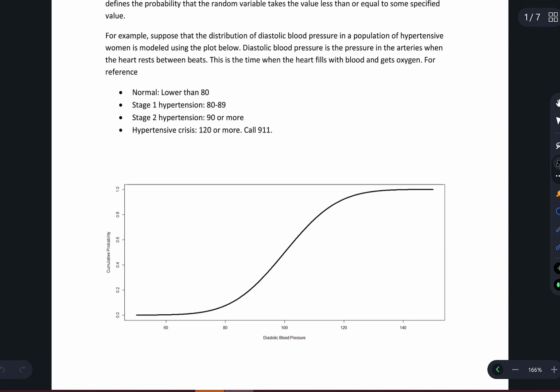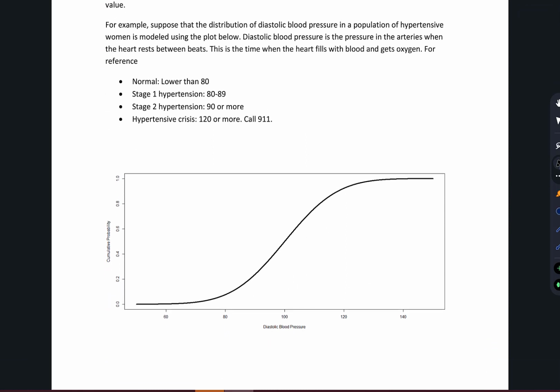Now, diastolic blood pressure is the pressure on the arteries when the heart rests between beats, and this is the time when the heart fills with blood and gets oxygen. So just for reference, here are some different levels or categories for diastolic blood pressure. And remember that this plot is looking at a population of women who are hypertensive.